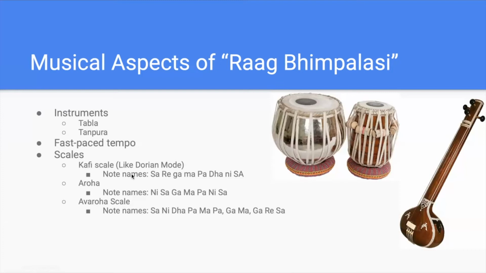The note names for the coffee scale are sa, re, ga, ma, pa, da, ni, and sa. The next scale is the Aroha scale, and it's ni, sa, ga, ma, pa, ni, sa. And the last one is the Avaroha scale: sa, ni, da, pa, ma, ga, re, sa.